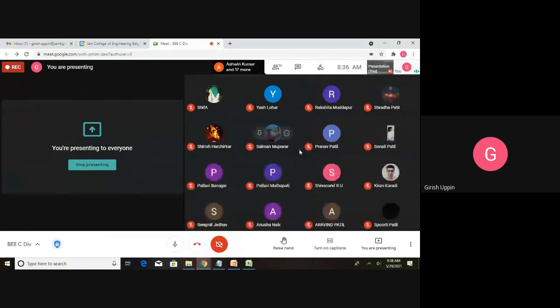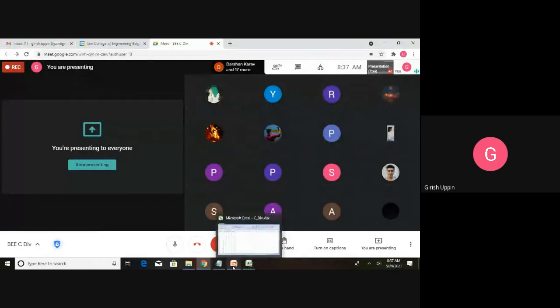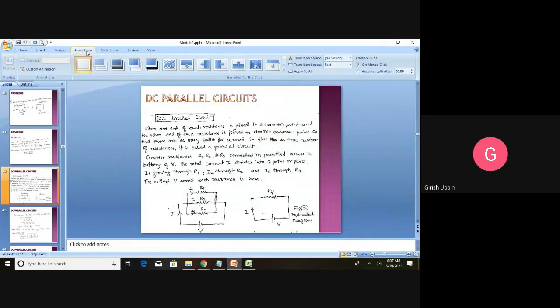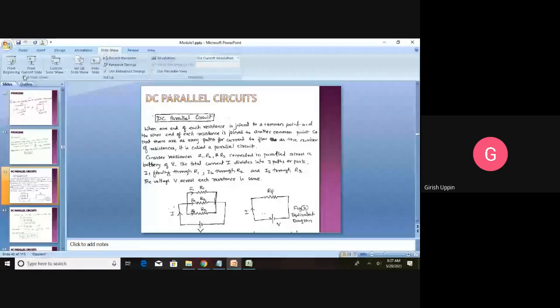Once again, welcome to this session. In the previous classes, we looked into DC series circuits and also the parallel circuits. We will just recap the DC parallel circuit.